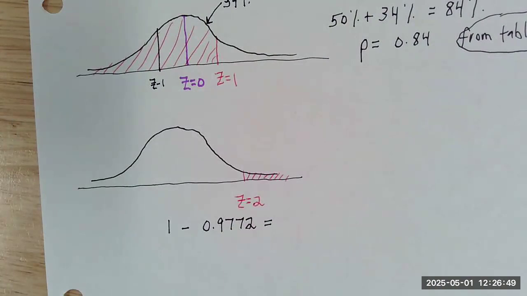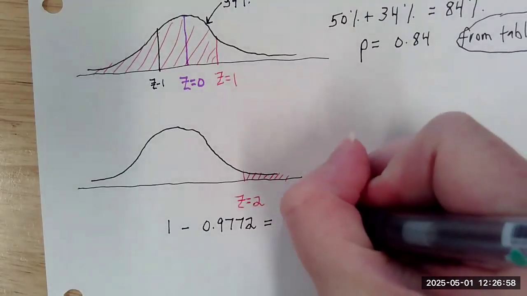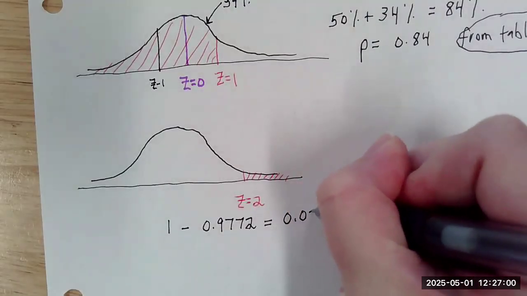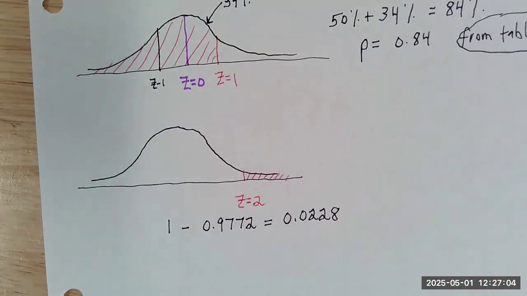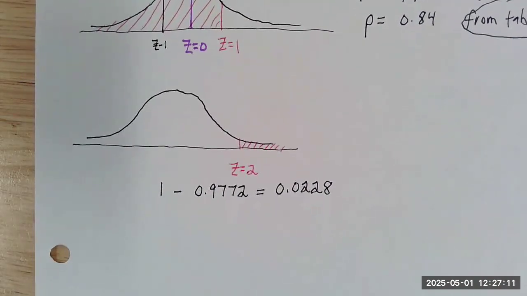So 1 minus 0.9772 gives us 0.0228. There's another way you could have done this. So I'm going to verify we just got the right answer.